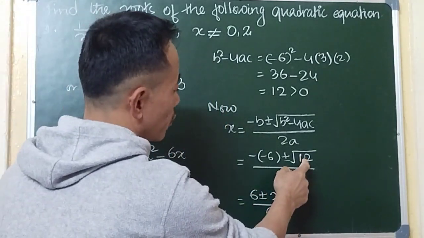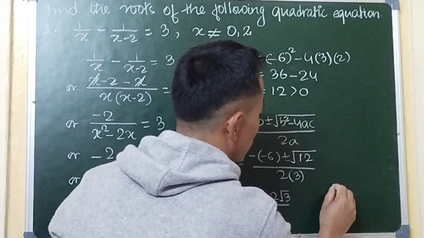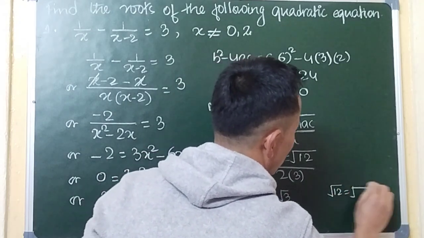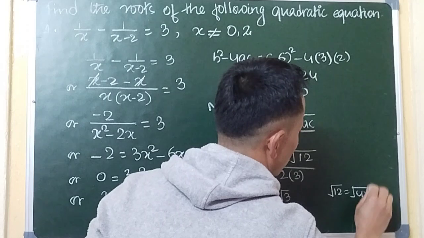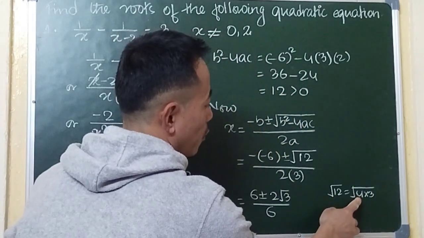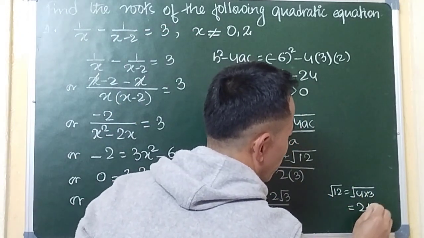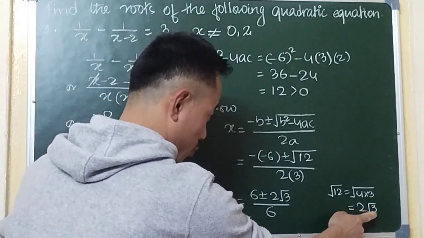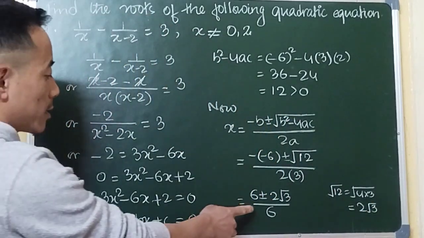Now how are we writing root 12 as 2 root 3? Here, let me show you. 12 can be written as 4 times 3. Now the square root of 4 is 2, and we have root of 3 here. That's why root 12 can be written as 2 root 3. So let's simplify this now.